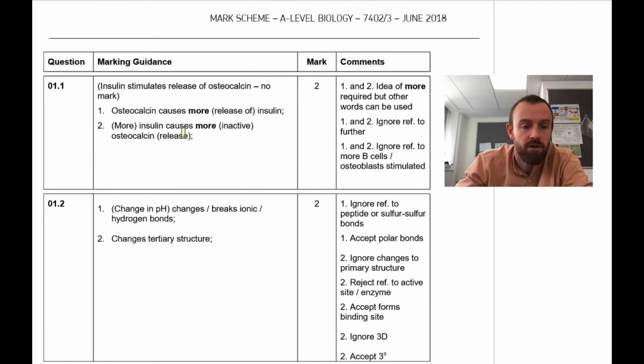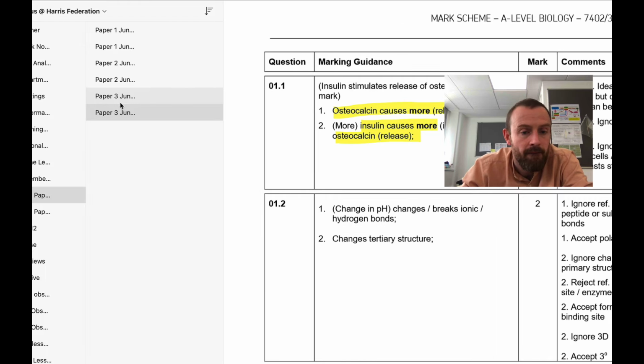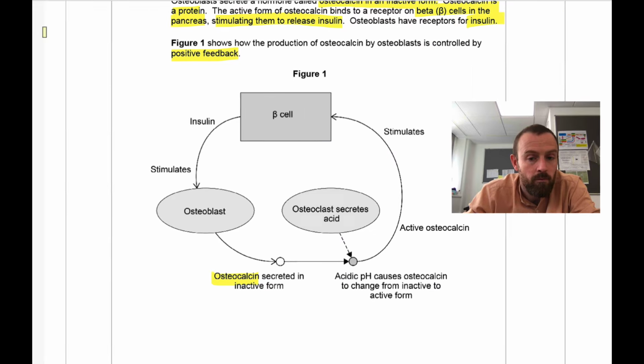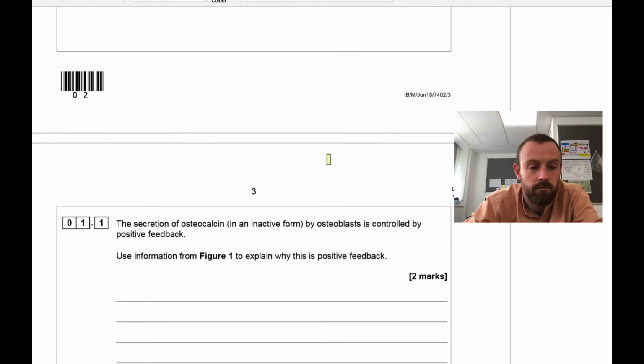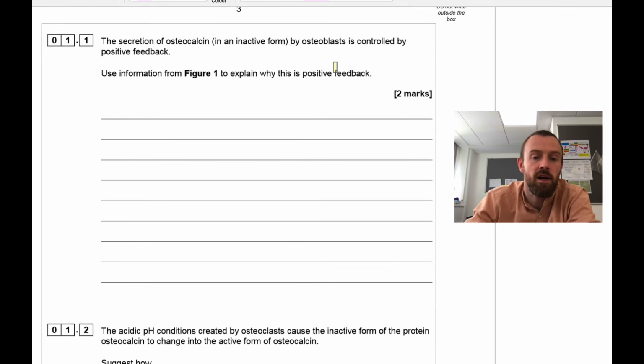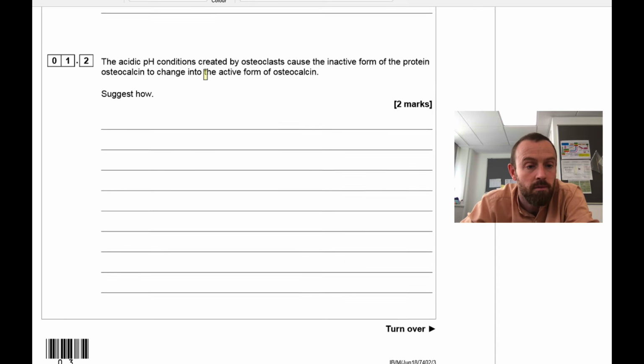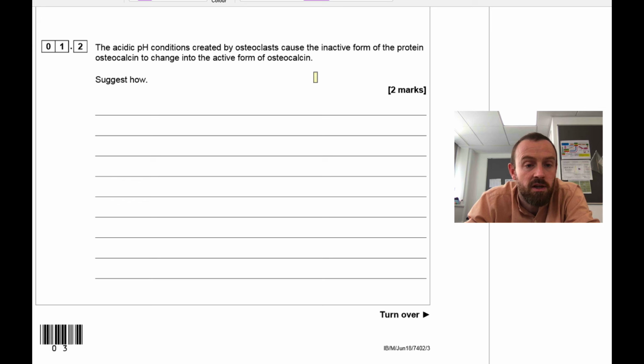Yeah, osteocalcin causes more release of insulin, and insulin causes more osteocalcin release. So, right, let's move on. The secretion of osteocalcin in an inactive form by osteoblasts is controlled by, oh no, we did that one, my bad. The acidic pH conditions created by osteoblasts cause the inactive form of the protein osteocalcin to change. Suggest how.